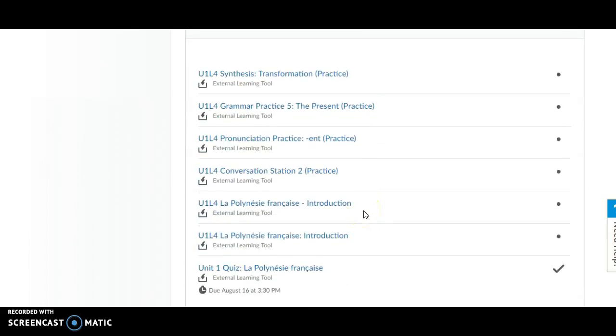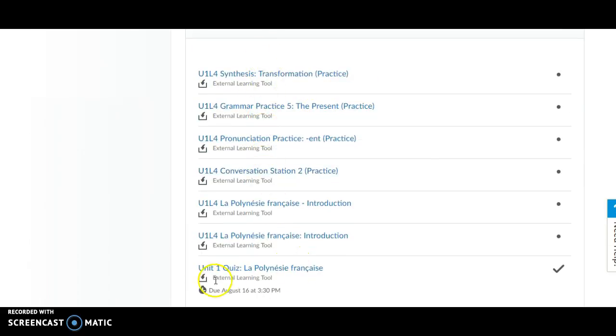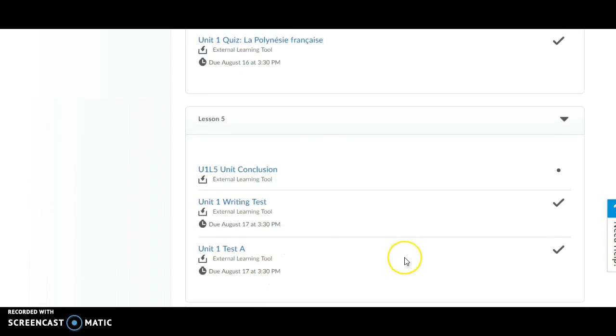Lesson 4 is the same thing. You're practicing and learning about the culture. So here, if you can see, you'll learn about La Polynésie Française, which is French Polynesia, and you'll have a little quiz on that. And then Lesson 5 is always a test. Sometimes it'll just be a unit test that's multiple choice. Sometimes it will also be a writing test like here. Sometimes it'll be a speaking test as well. It just depends on the focus for that unit.